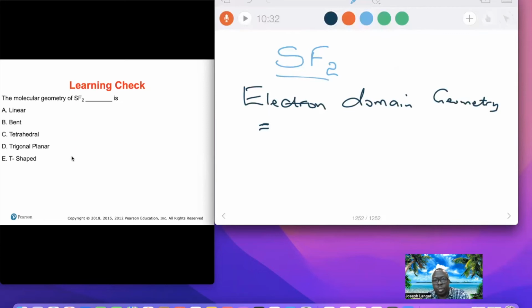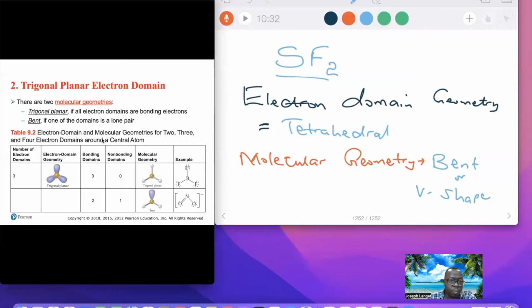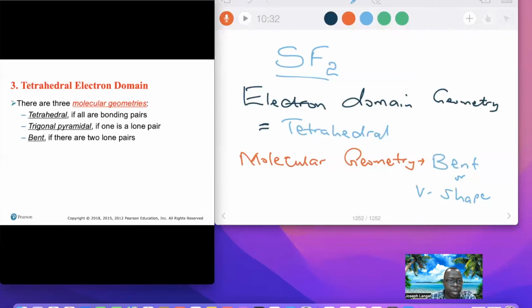Electron domain geometry. Electron domain geometry is tetrahedral. But molecular geometry is bent, or sometimes this is called V-shape. We say V-shape. Okay, you have to look at the molecular formula for this, I guess, right here.